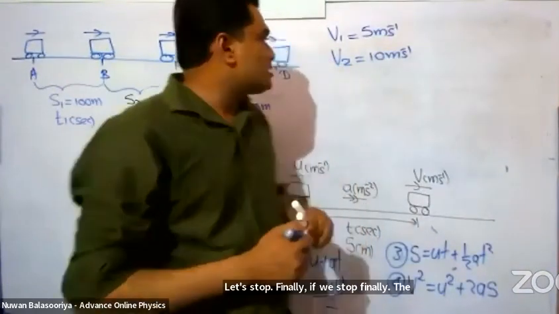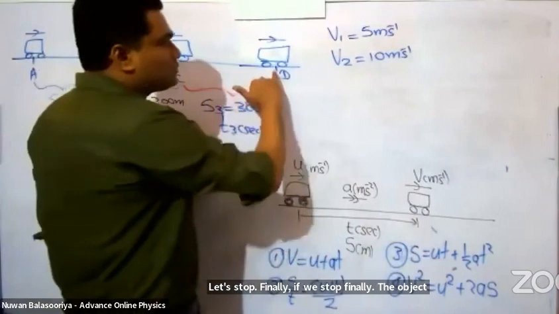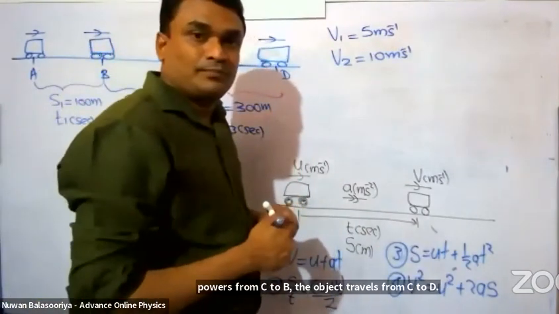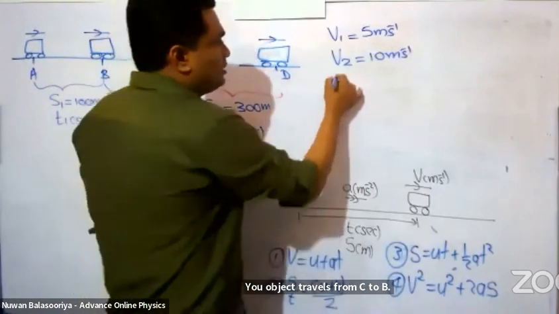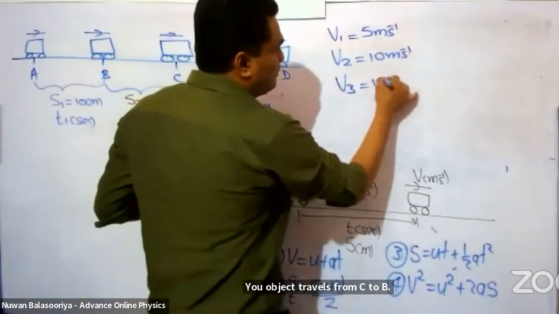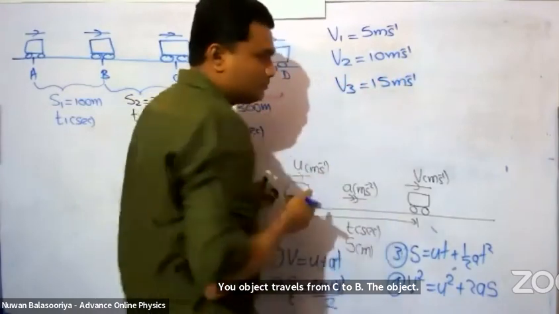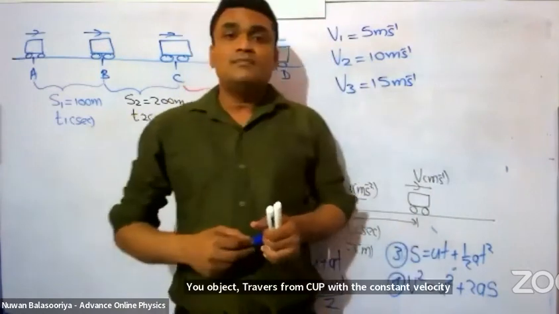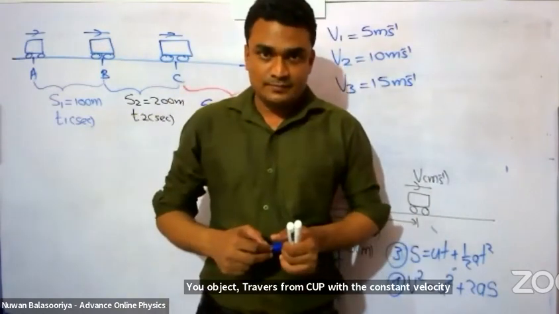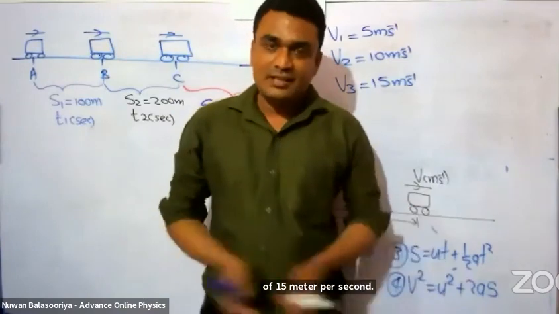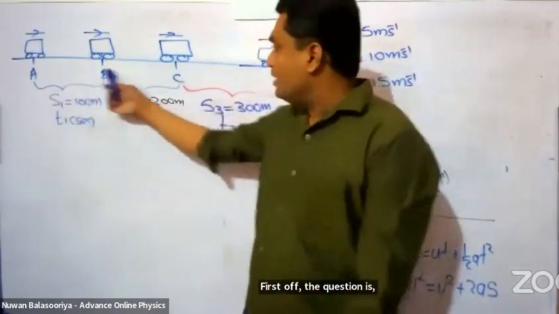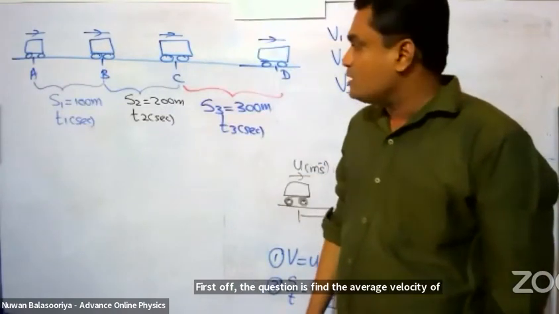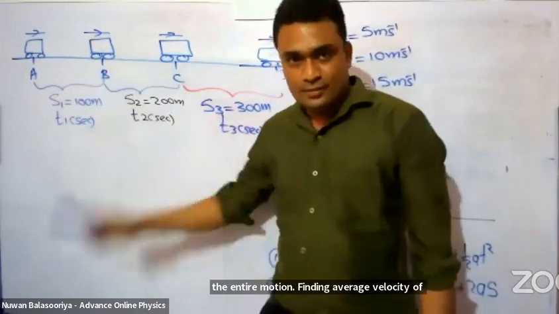Finally, the object travels from C to D with a constant velocity of 15 meters per second. The question is: find the average velocity of the entire motion.